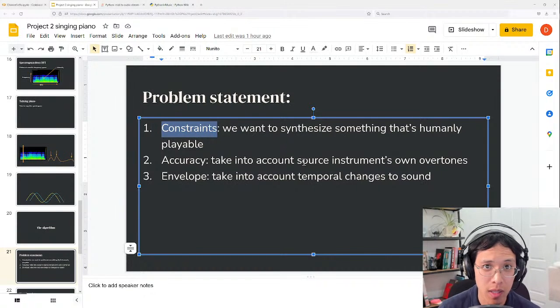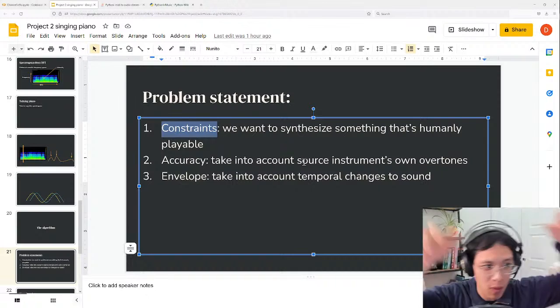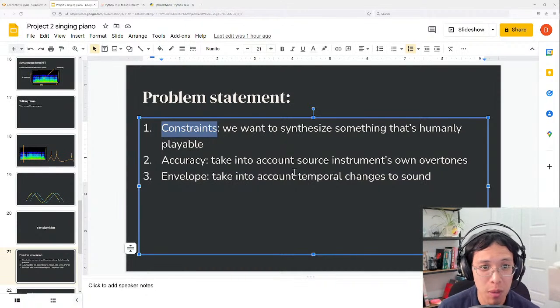The other thing humans can't do is play notes super precisely, right? So you can't jump around too much or replay notes too fast. So those are the constraints on playability.